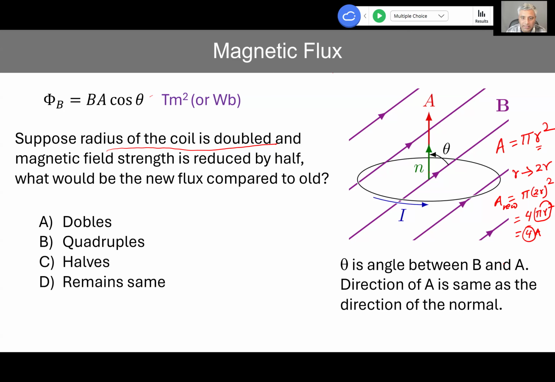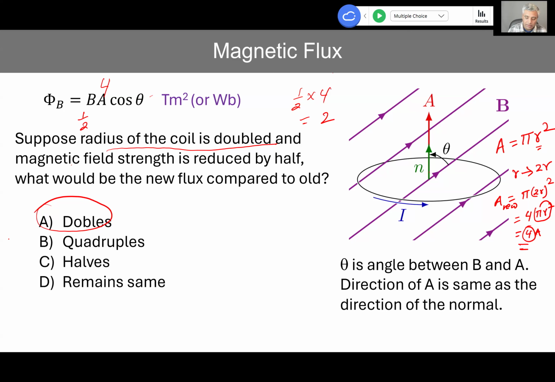When you double the radius, since radius is squared in the equation, you have to square the double. So that's why you pick up this 4. So area becomes 4 times larger. How about the magnetic field? The new magnetic field is half. So half times 4 is 2. So that's why doubles is the correct answer.